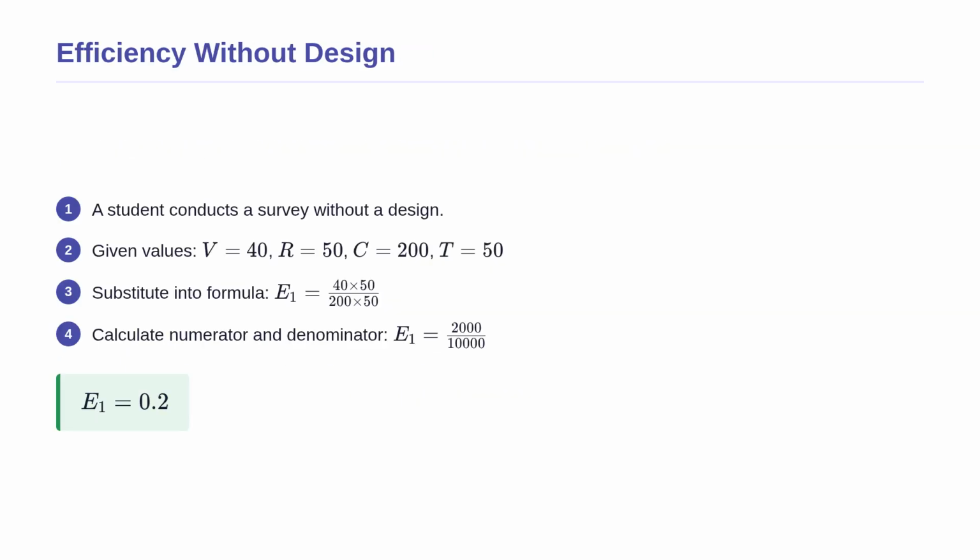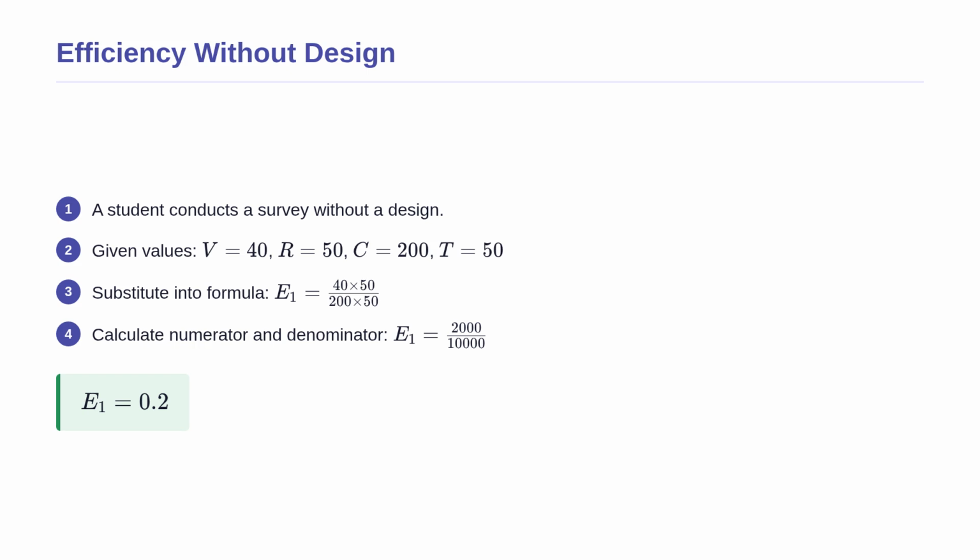Let us see this formula in action with a concrete example. A university student is conducting a survey on student stress. Without a research design, her validity score is 40 and her reliability is 50. The cost is $200 and the time is 50 hours. We substitute these initial values into our formula.